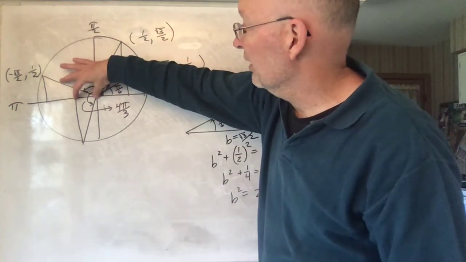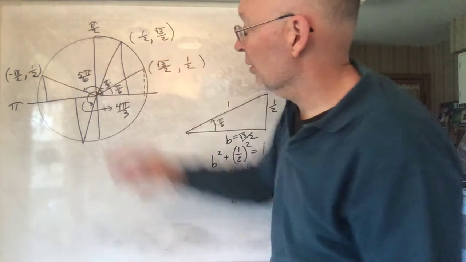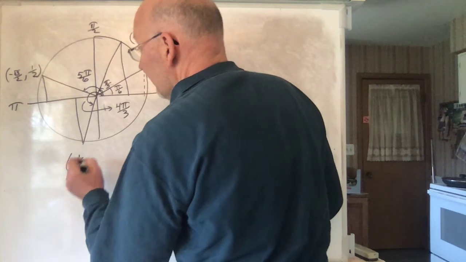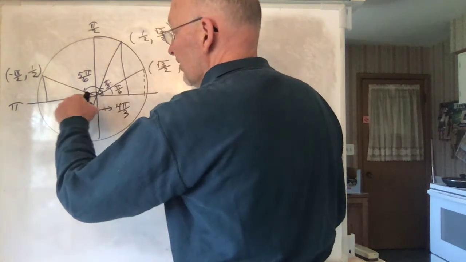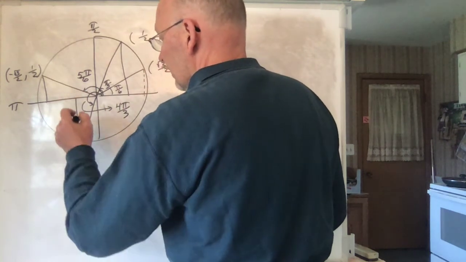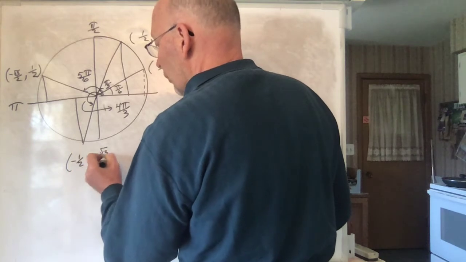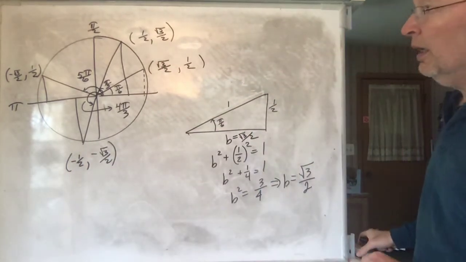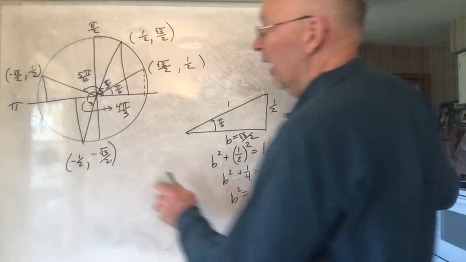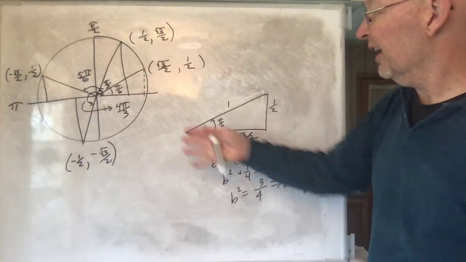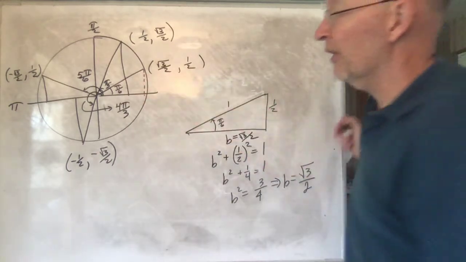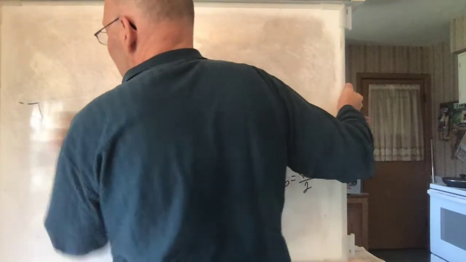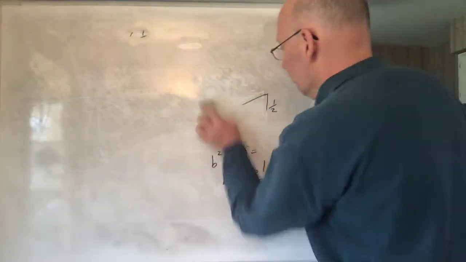The cosine is the x coordinate, which in this case is going to be negative 1/2. And the sine is, in this case, going to be negative square root of 3 over 2. So there they all are. The easiest way to understand these is just to picture them on the unit circle, but it's pretty convenient to think of them in a table as well.